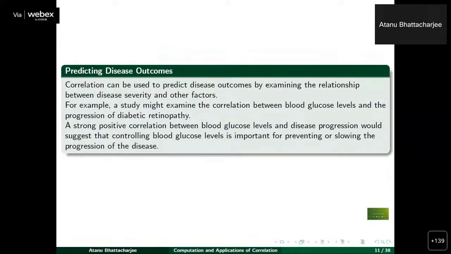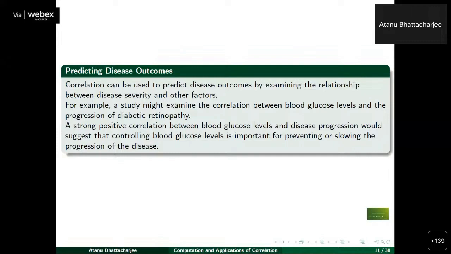Now, once you have the correlation coefficient, it can also be used to predict disease outcome. Correlations can be used to predict disease outcome by examining the relationship between disease severity and other factors. For example, a straightforward method could be a study that examines the correlation between blood glucose level and the progression of diabetic retinopathy.